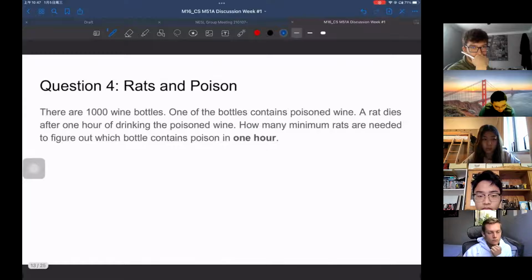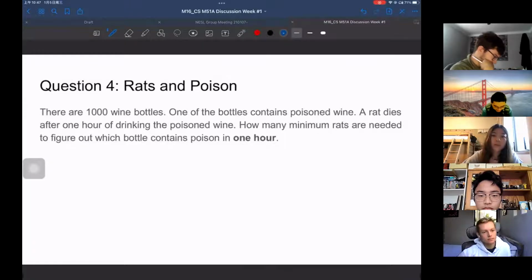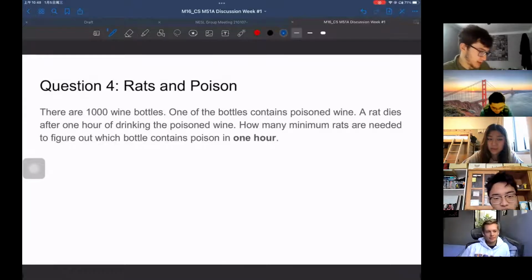Next one, something very interesting: rat and poison. So 1000, can anyone read this for me? Any volunteers? Yeah, I can. There are 1,000 wine bottles. One of the bottles contains poisoned wine. A rat dies after 1 hour of drinking the poisoned wine. What is the minimum number of rats required to figure out which bottle contains poison in 1 hour?